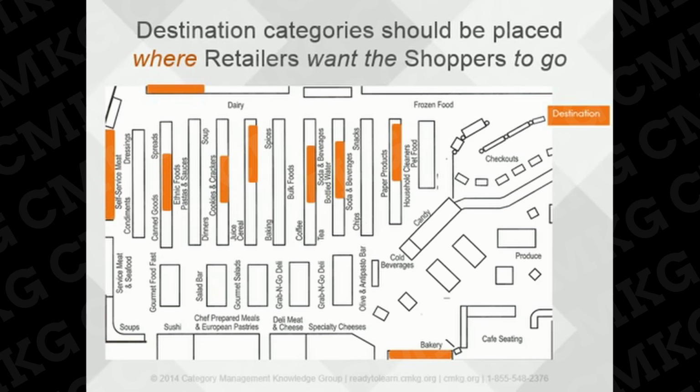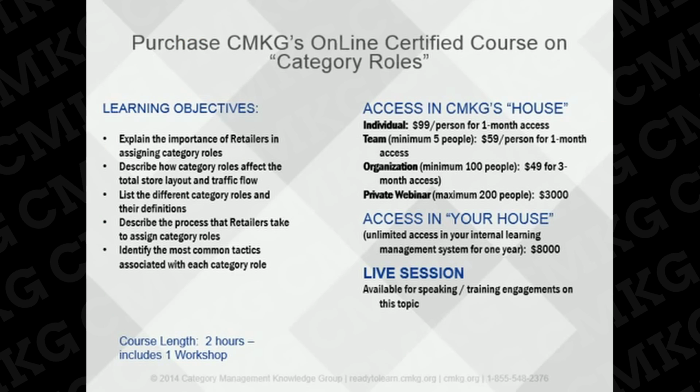When we're looking at the store layout, we need to think about where we want the shopper to go and how they will get there. Then we need to place destination categories in areas that will draw shoppers to the impulse categories that we want them to pass by. We've now given you a glimpse of our certified course on category roles.